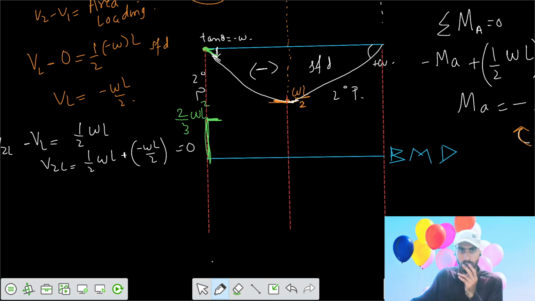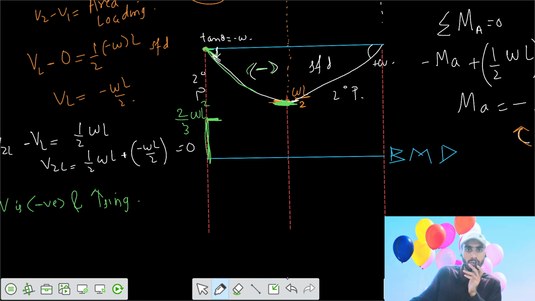The slope here has to be 0 because your shear force is 0 at the starting point. So your BMD slope has to be 0, but the shear force at the mid is not 0. So your slope at the mid is not 0. Since your shear force diagram shows shear force is negative, but it is increasing in value.